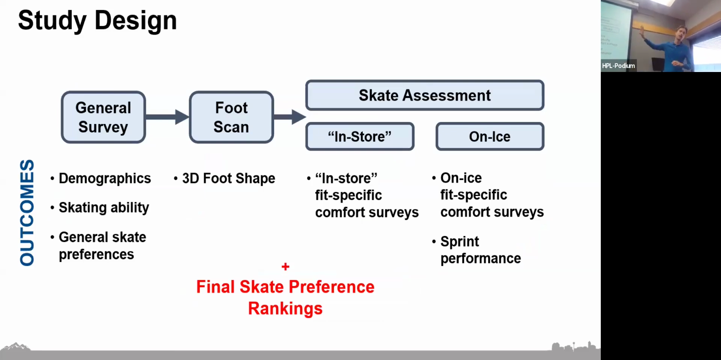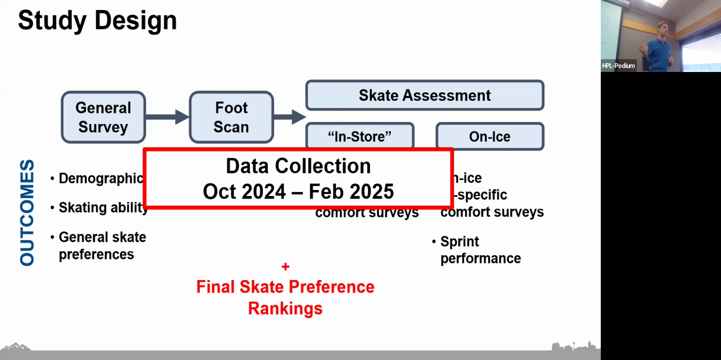So these are the outcomes we get from each segment of the study. We'll also ask the individual at the end for their final skate preference rankings, right? Which one was 1, 2, and 3? Most to least favorite. And then the goal is to start this in October and then collect the full slate by early next year. So I'm sure I'll be bugging some of you all to participate.